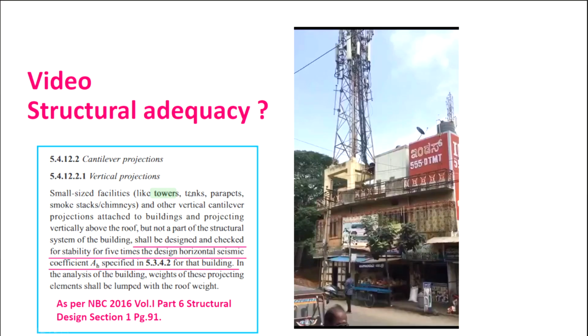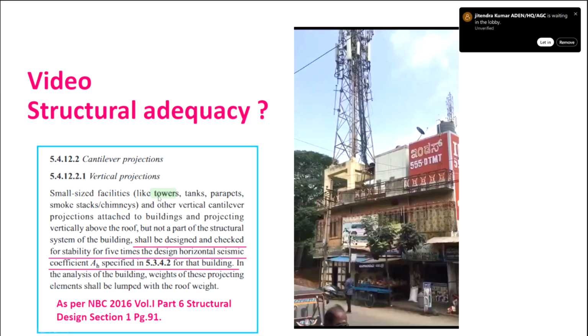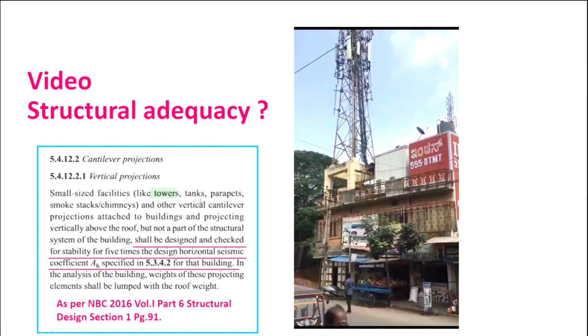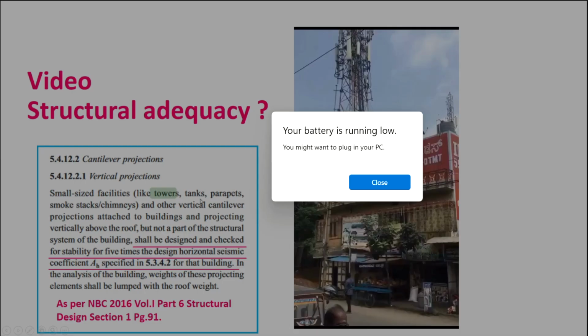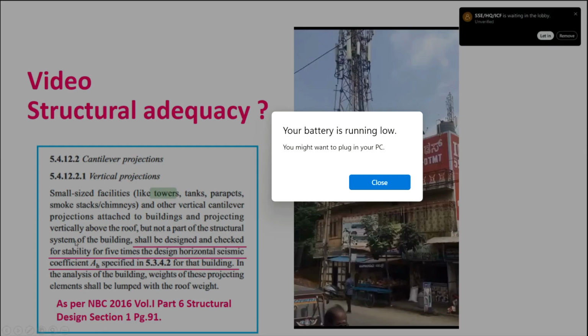So again, I would like to caution you about such towers or tanks. Tanks again can be RCC tanks, maybe an afterthought, where the earlier tank had less capacity and you are adding to that, or for that matter parapets, smokestacks or chimneys, and other vertical cantilever projections. The wording is very important: attached to a building and projecting vertically above the roof. And the other sentence is important: but not a part of the structural system of the building.